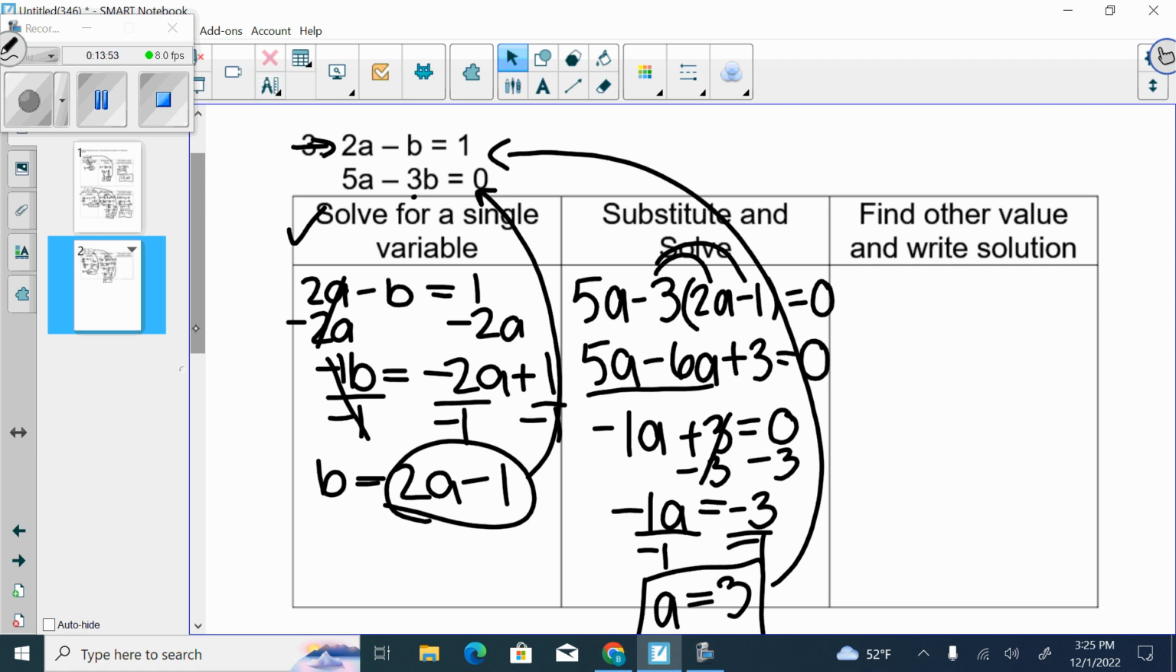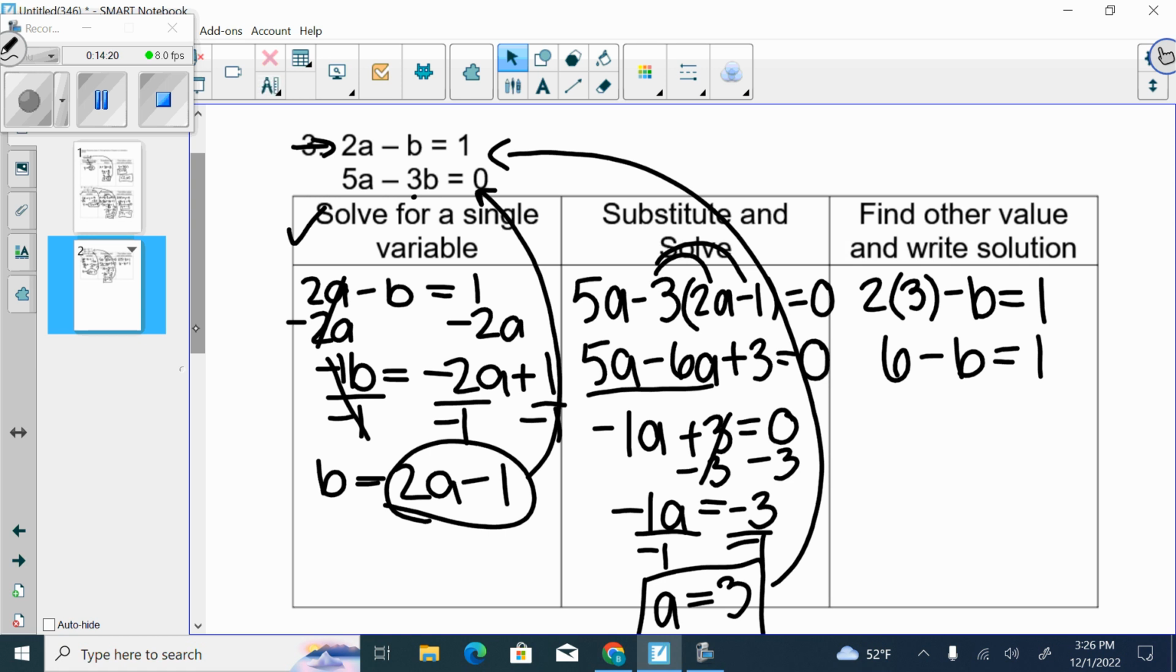So we've got 2 times, what did we say we could replace a with? Very good. Minus, good, nice. Okay, so what should we do now? Very good. What is 2 times 3? Good. So I got 6 minus b equals 1.